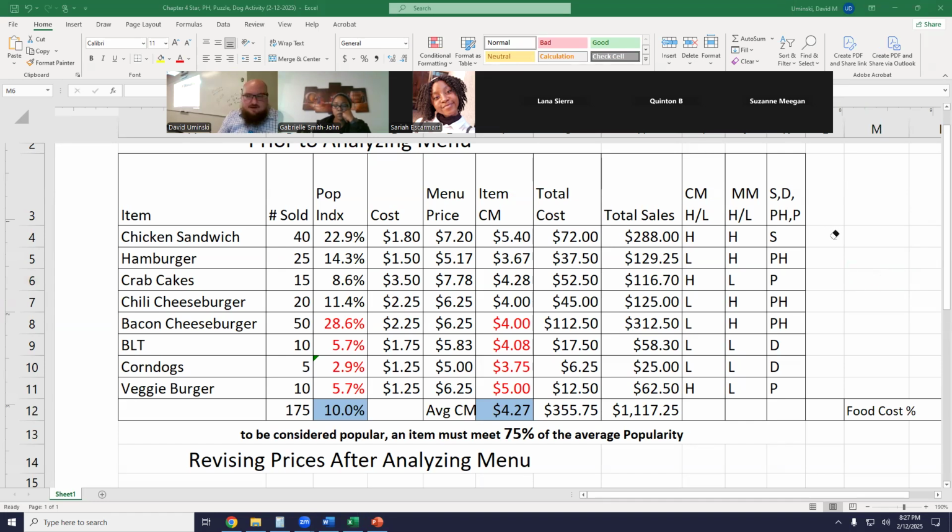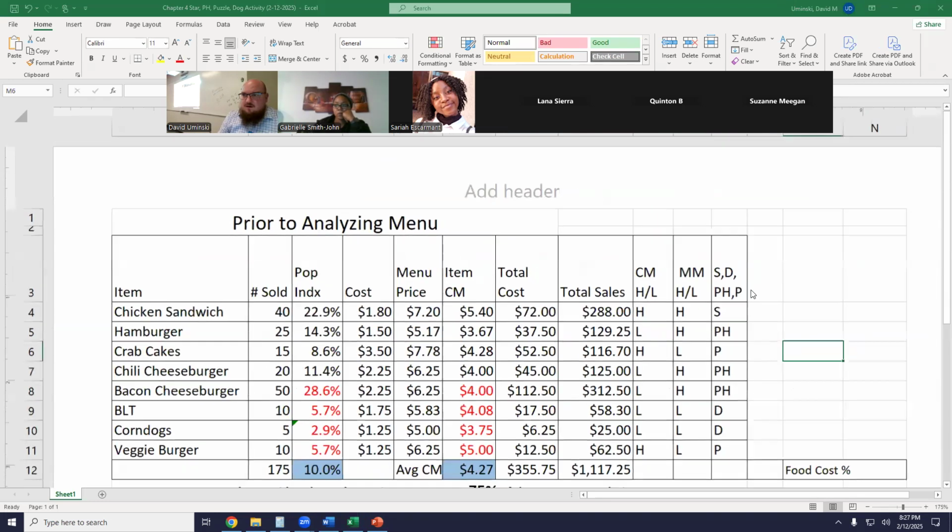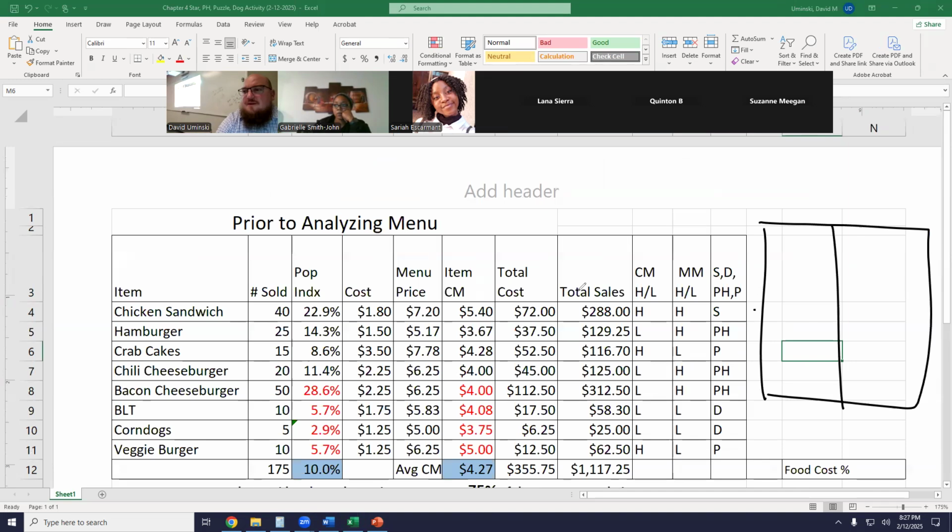I'm going to zoom out just a bit so I can draw a little bit bigger square. Okay. So I've got my square here. My star is my chicken sandwich. Okay. Next, hamburger is a plow horse. Crab cakes is a puzzle. Chili cheeseburger. Bacon cheeseburger. BLT. Corn dogs. And veggie burger is a puzzle.